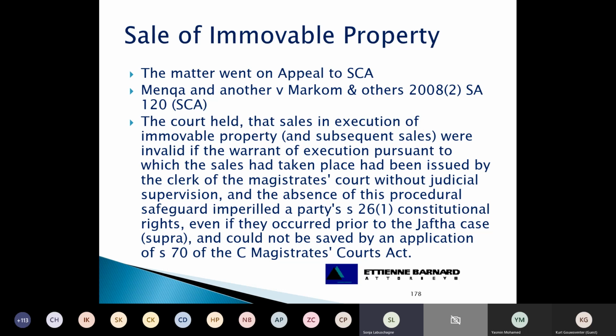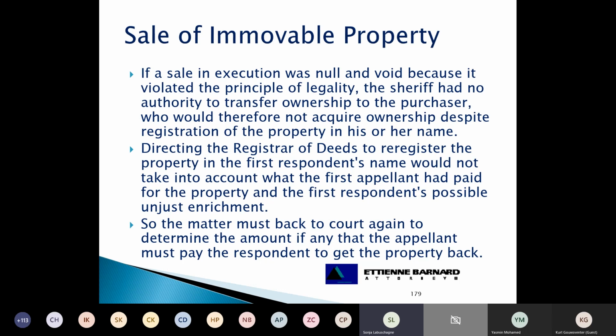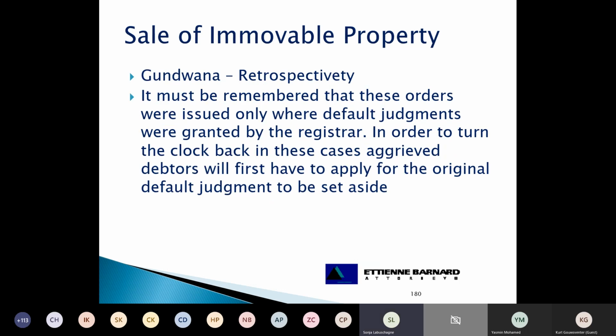Because Mr. Markham now received the house without any bond on it. He was now bond free. We previously had a bond, so he didn't have to pay anymore. So you can see there's some inequality happening here. And I can tell you now this matter has never gone back to court. So I don't know if he still has the house or if he sold it, but he got it back bond free. So you can see the consequences if you do not comply with the requirements of having the judgment taken validly and the sale in execution validly.